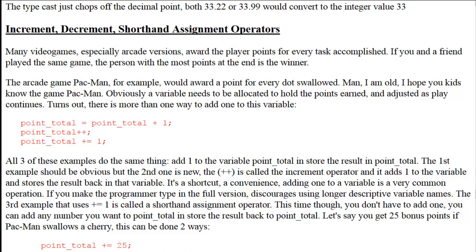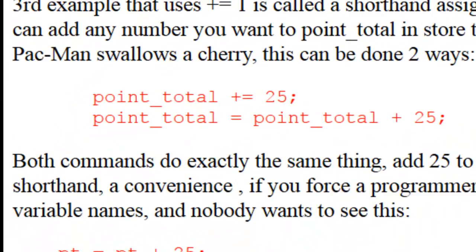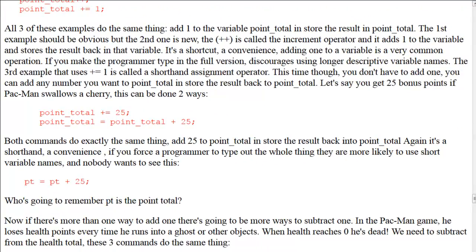Let's say you get 25 bonus points if Pac-Man swallows a cherry. This could be done two ways. You could say point total plus equals 25, or you could say point total equals point total plus 25. Both commands do exactly the same thing. Add 25 to point total and store the result back into point total. Again, it's a shorthand, a convenience.